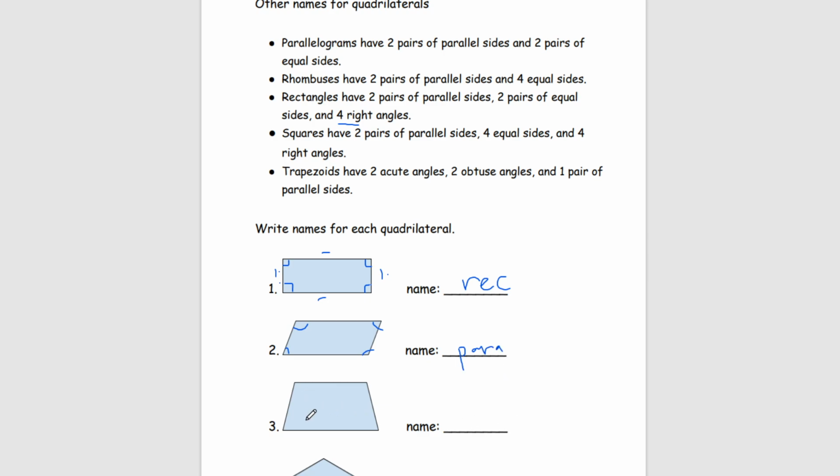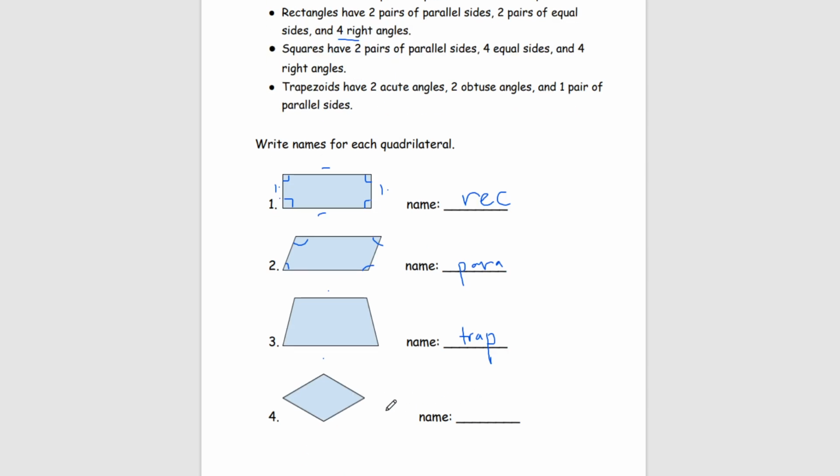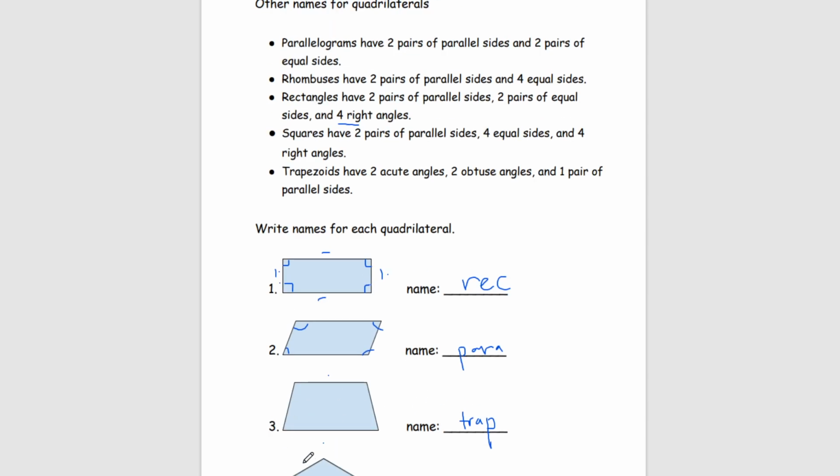Number three, here we only have two acute angles, or one pair of parallel sides. So that tells us that the only one it can be is trapezoid. So number three is trapezoid. So let me write trap. Number four, here we see we have two pairs of equal sides, and we have four equal sides, and there are no right angles, so the only one this can possibly be is rhombus. So I'll write rom for rhombus.